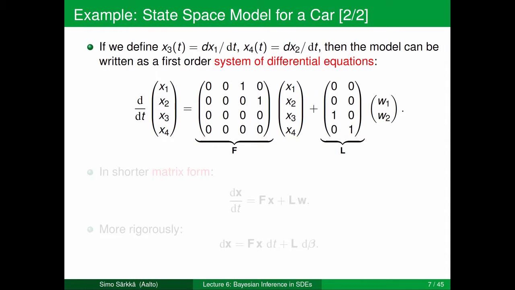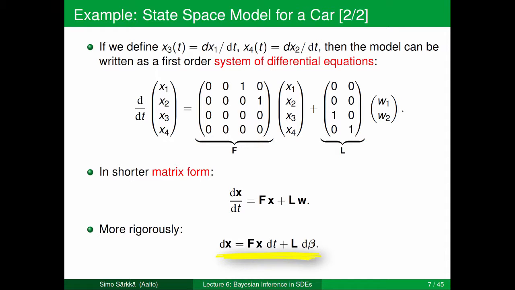Now we can rewrite this equation as a first-order equation like this. So we define new variables x3 is equal to the time derivative of x1, and x4 is equal to the time derivative of x2, which then results in this kind of four-dimensional vector differential equation. Now we can call this matrix F, and this matrix L, and we can then write this equation down in shorter form. So the time derivative of the state x, which contains x1 to x4, is equal to matrix F times x plus L times W, where W contains W1 and W2, which are the white noise components. More rigorously, this can be interpreted as an Ito SDE of this form.